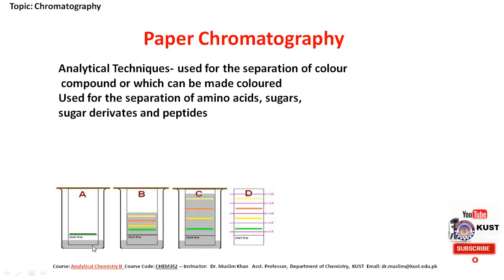This chromatographic paper is then dipped in a suitable solvent, whatever mobile phase solvent you are using, such as ethanol or water. But take care that this chromatographic paper is not dipped.